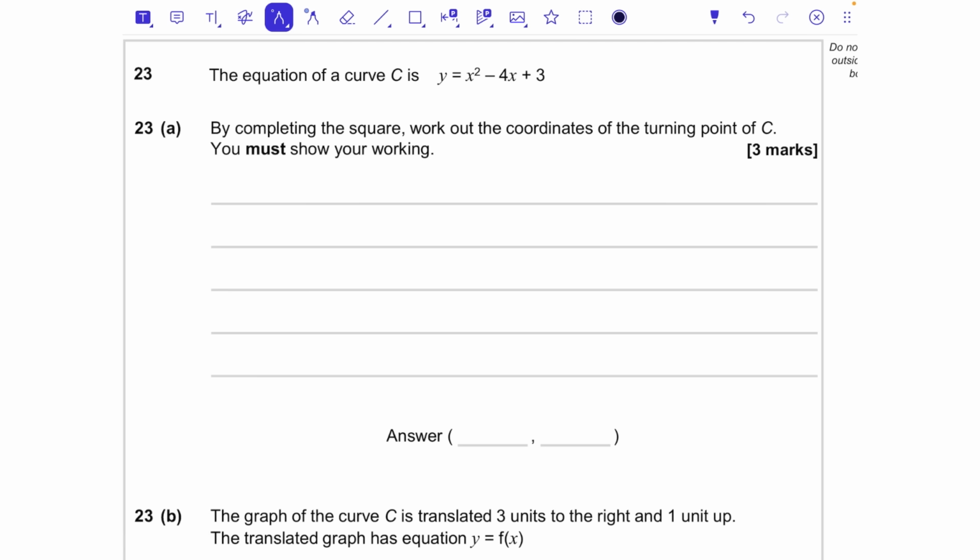By completing the square, work out the coordinates of the turning point C. You must show your working. So we're going to complete the square here. And to complete the square, we half that 4. So it's going to be x minus 2 all squared.